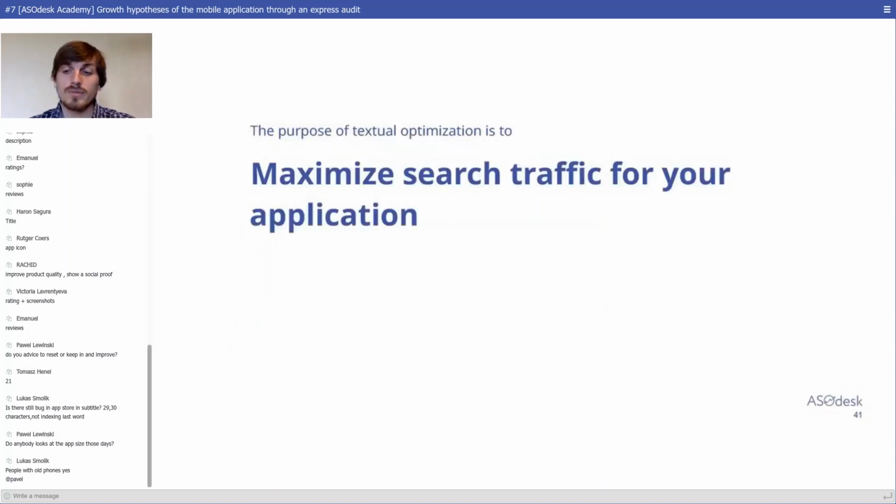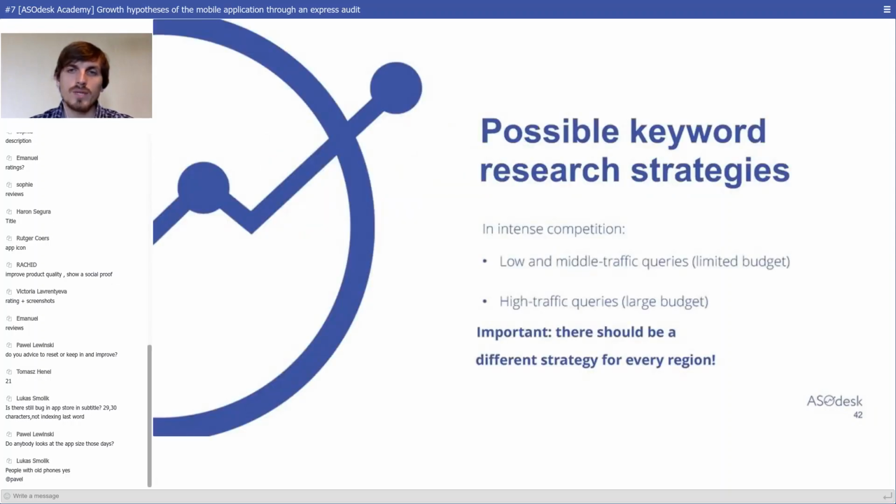So when talking about App Store optimization, we remember that the main purpose is to maximize search traffic for your app. So we can follow two possible keyword research strategies. The first is the one which I advised you to follow at the beginning of App Store optimization: we might target low and middle traffic queries if we have a limited budget, which is the case most of the time. Or we can decide to target high traffic queries, but we need some kind of budget to jump by these keywords from, I don't know, top 20 or top 30 to the top 10.